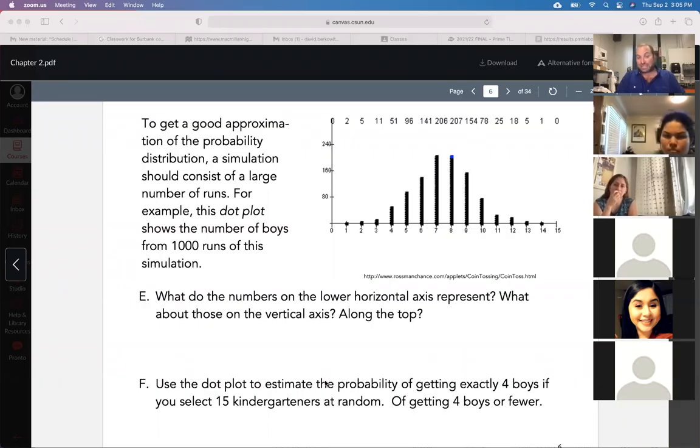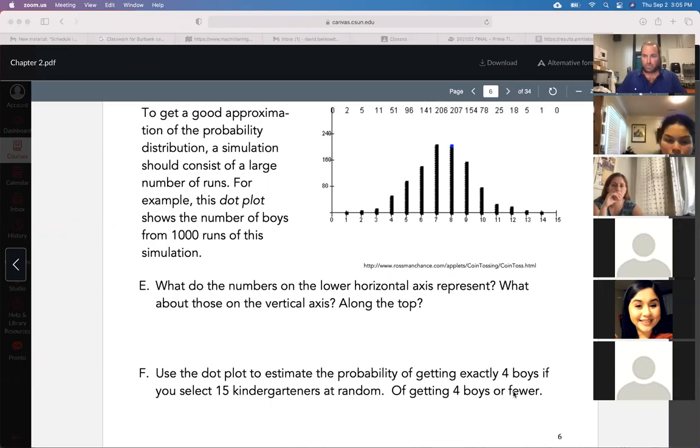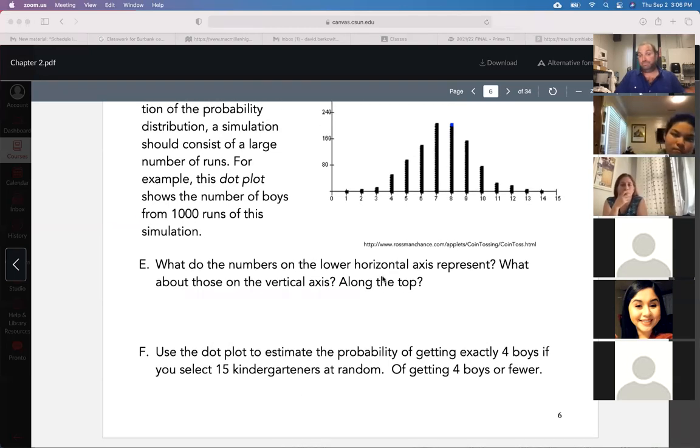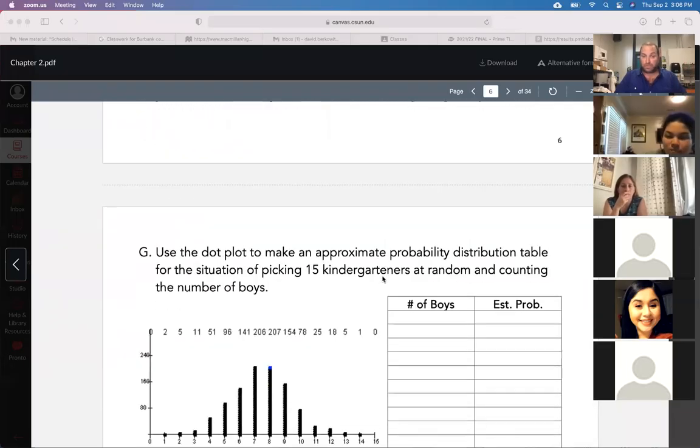So what is the probability, approximately, of getting exactly 4 boys? As a fraction, we'll keep it simple, based upon this table here. 51 out of 1,000. How about 4 boys or fewer? You add the other numbers, right? Sure. 51, 11, 5, 2, 62, 69 out of 1,000. Both pretty small numbers, but still possible.